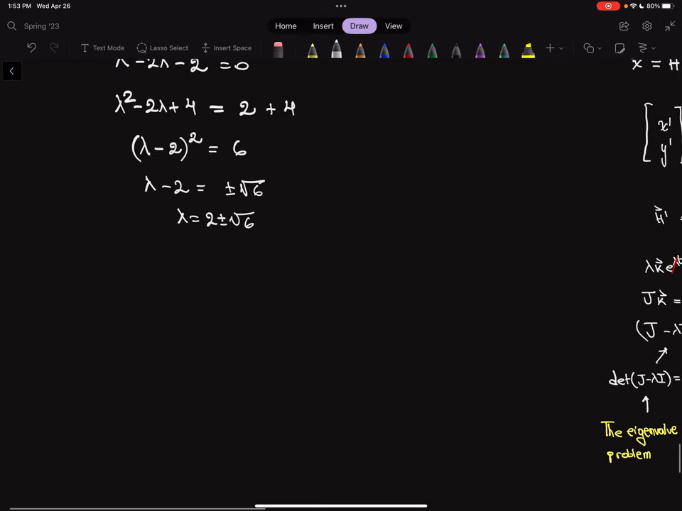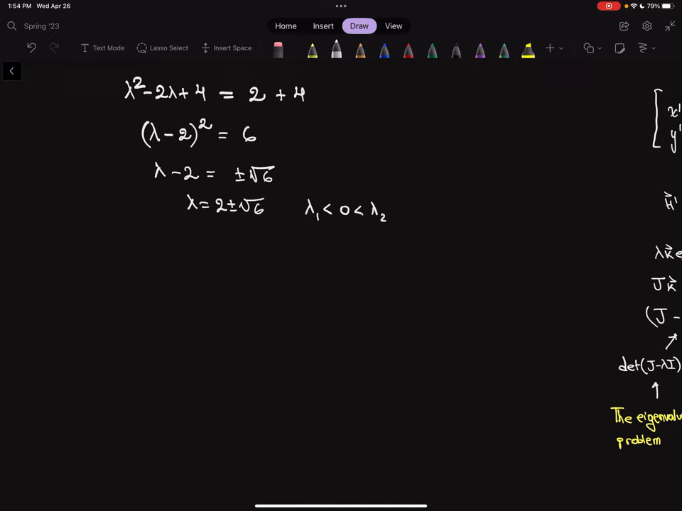Now the square root of 6 is less than the square root of, let's say 9, which is 3, but it's greater than the square root of 2. So I know that we have lambda 1 that is less than 0 and lambda 2 that is greater than 0. And now because of that, I know that this is a saddle.